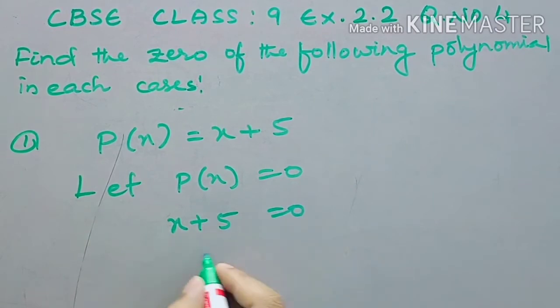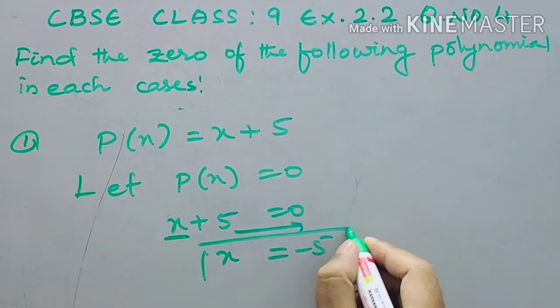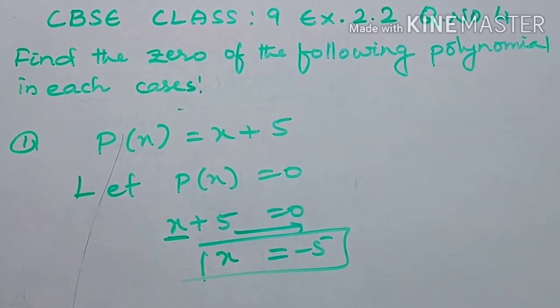So now what will come? I want to find the x now. Transferring 5 to this side, what will come? Minus 5. So this minus 5 is called the 0 of the polynomial. Let us try another sum now.